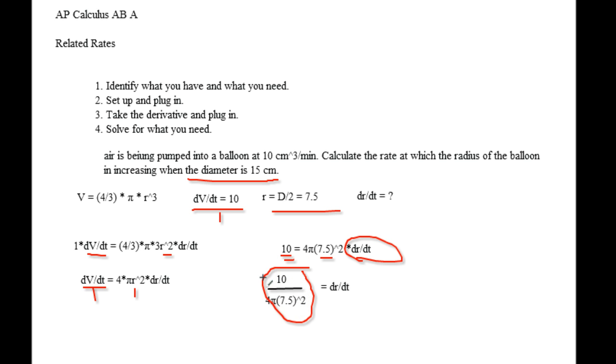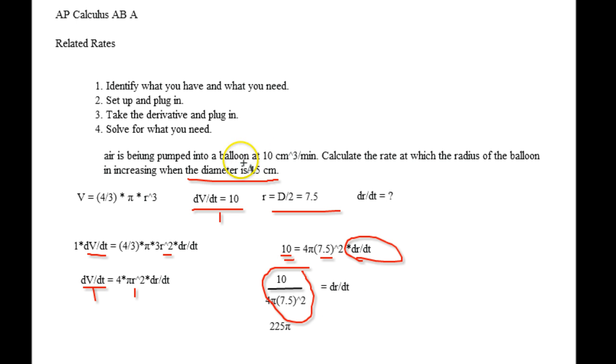You can actually simplify that. Let me calculate it. So we got 4 times 7.5 squared, which is 225. So it's 10 over 225 pi. Okay, so that's the answer at that moment.